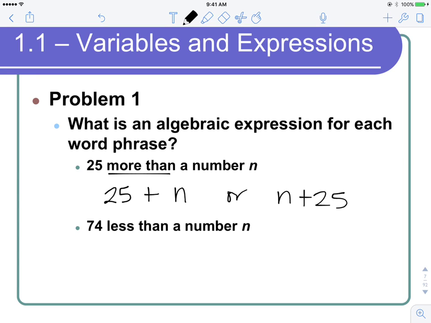74 less than a number n. So when we have less than, that tells us that we want to subtract, but the order in which we subtract does matter. So there is only one correct way to write this. You're taking 74 from a number n, so it must be written as n minus 74.